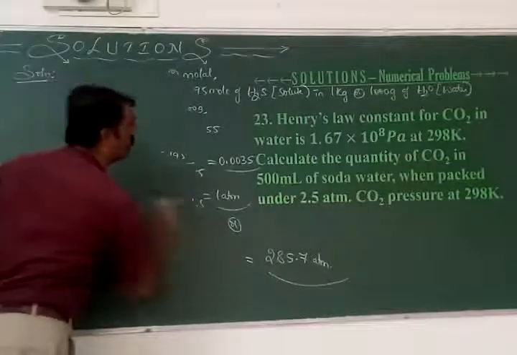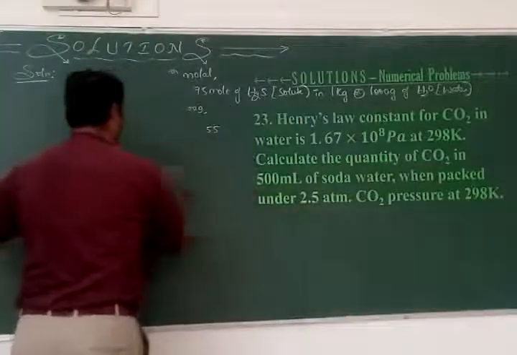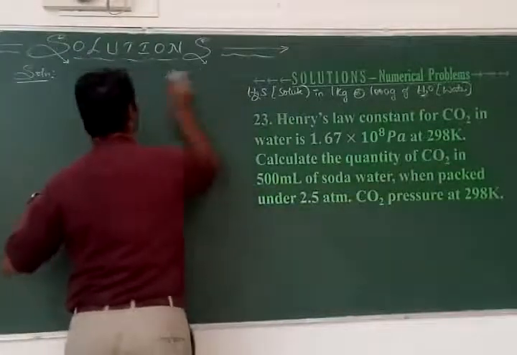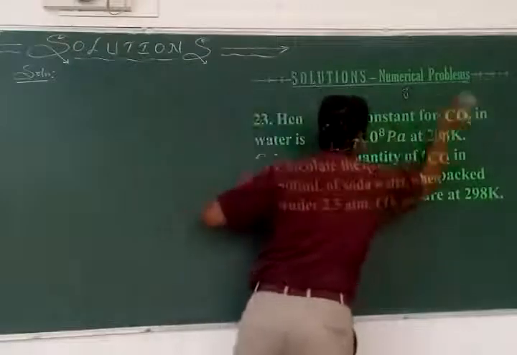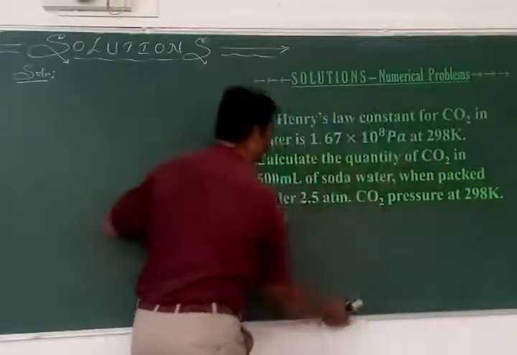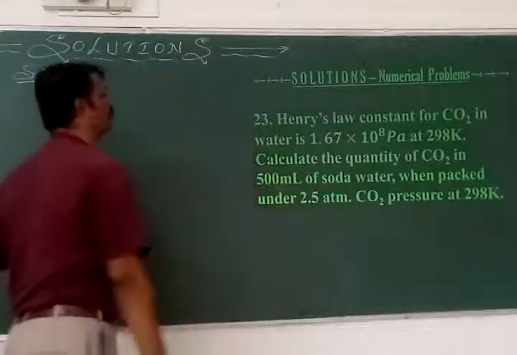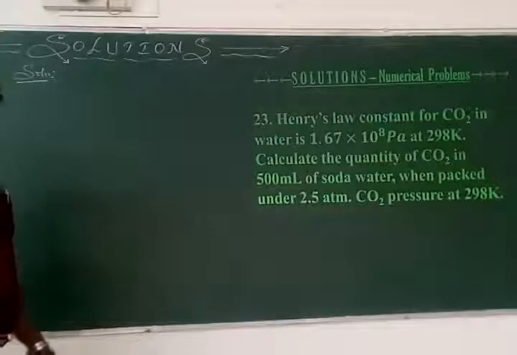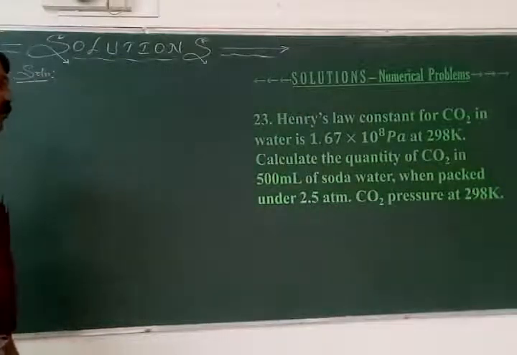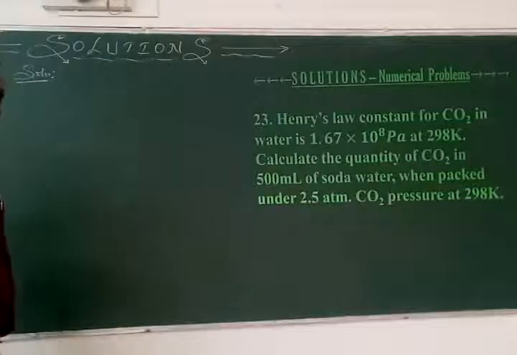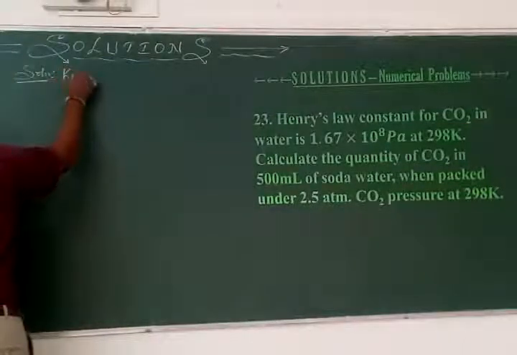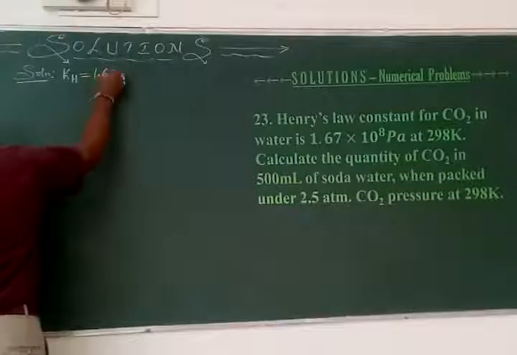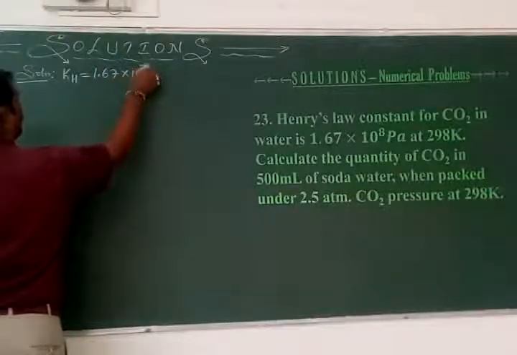Henry's law constant for carbon dioxide in water means the gas is carbon dioxide and the liquid solvent is water. Henry's law constant is given. Calculate the quantity of carbon dioxide in 500 ml of soda water when packed under a pressure of 2.5 atm carbon dioxide at 298 Kelvin. What is KH given? 1.67 into 10 to the power of 8 in terms of pascals.